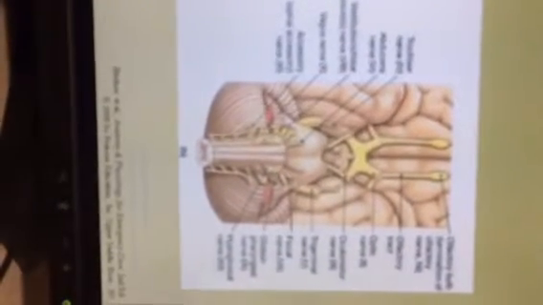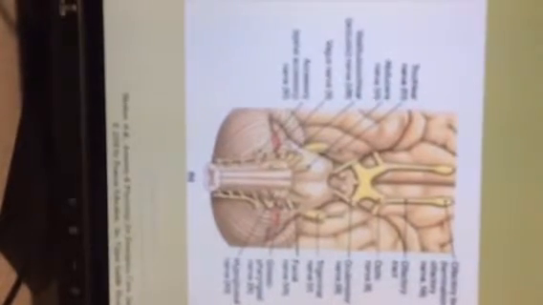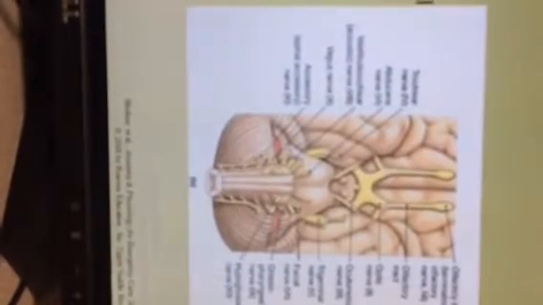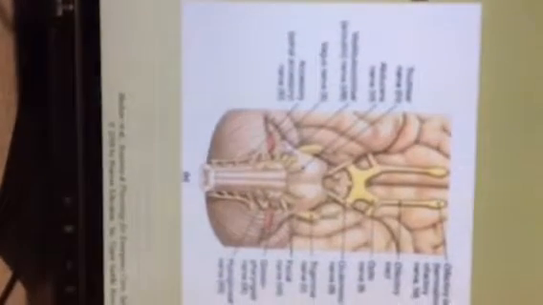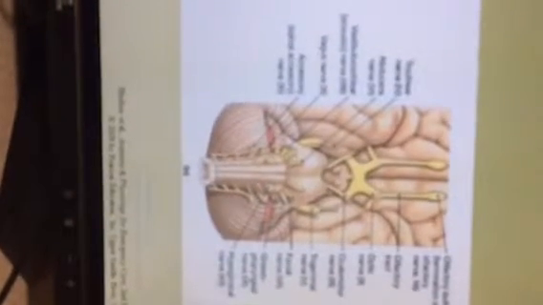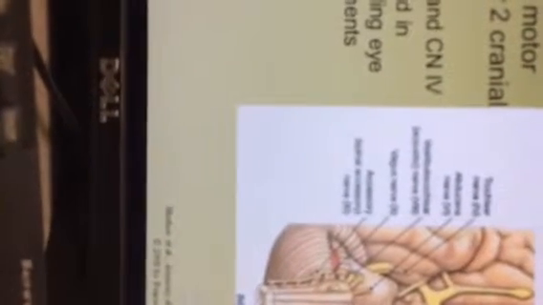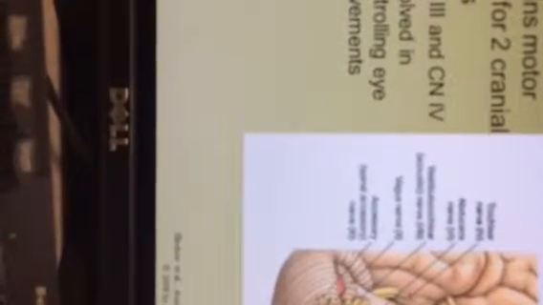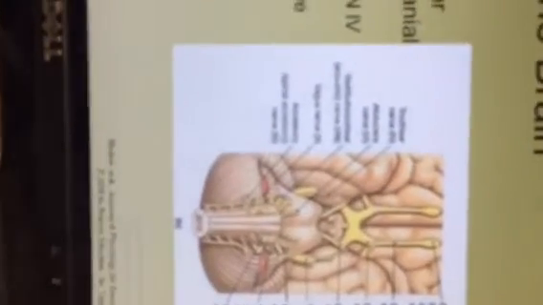So 2 is the optic nerve, 3 is the oculomotor, 4 is the trochlear, again also dealing with the face. 5 is the trigeminal, that's again mastication. 6 is the abducens. 7 is your facial. 8 is your vestibulocochlear, which is hearing, sound, sensation. I'm not too worried about that.